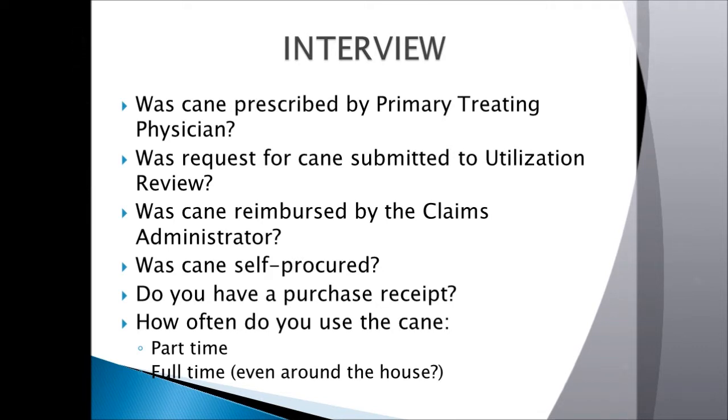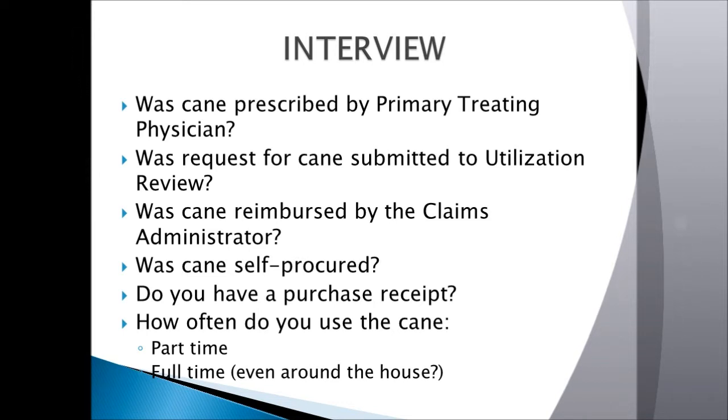You might just come out and ask the injured worker, did you get this cane yourself? Was it self-procured? If it was self-procured, ask them if they have a purchase receipt that they'd like to submit for reimbursement. If, in your opinion, it is a medically necessary device, you might assist the injured worker to get reimbursement for it, or at least advise them that they qualify for reimbursement for the device.